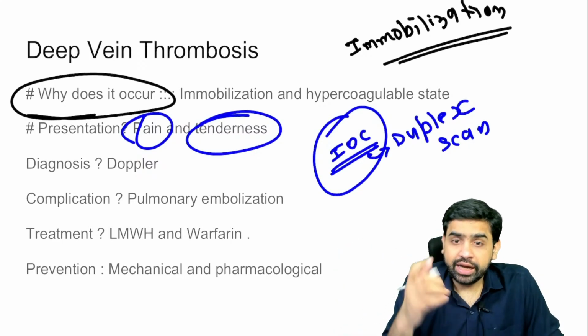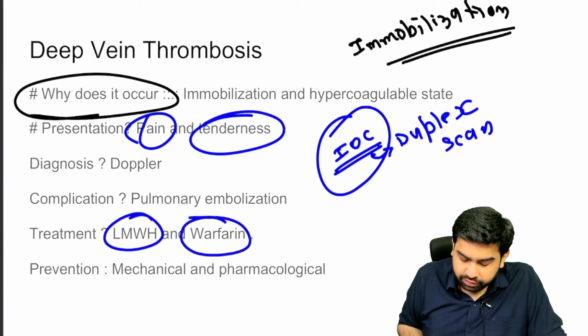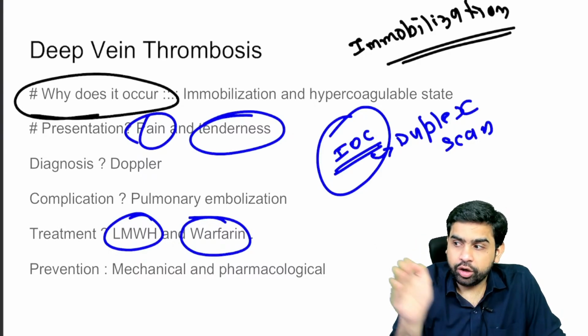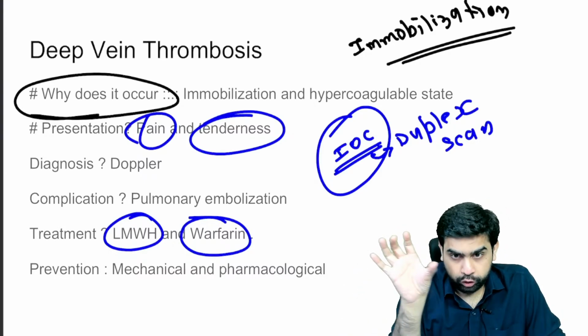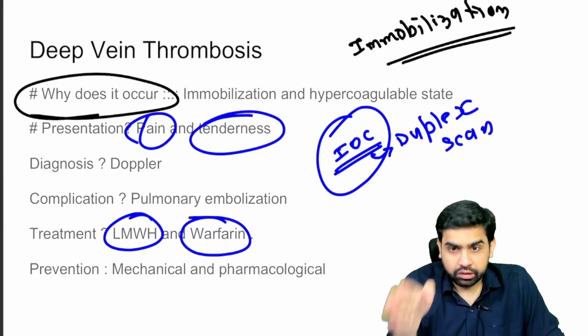How do you treat that? You basically start the patients on low molecular weight heparin and warfarin. What you need to understand is that warfarin is going to take around 3 to 5 days for its effect to come. So you start the patients on both low molecular weight heparin as well as warfarin.